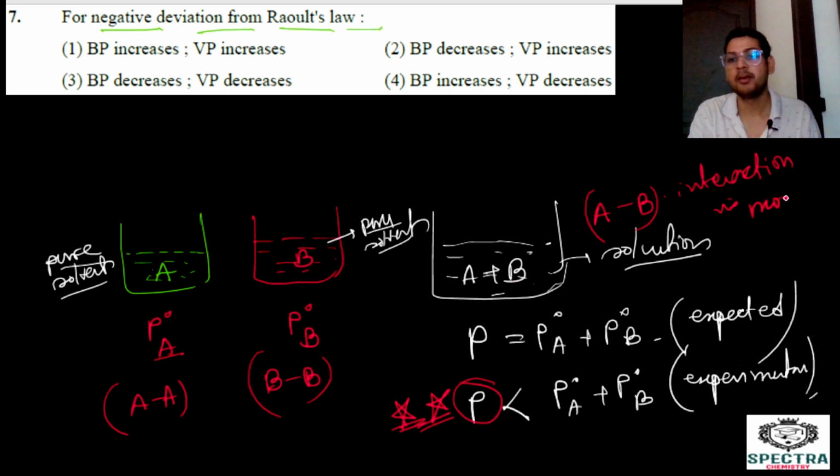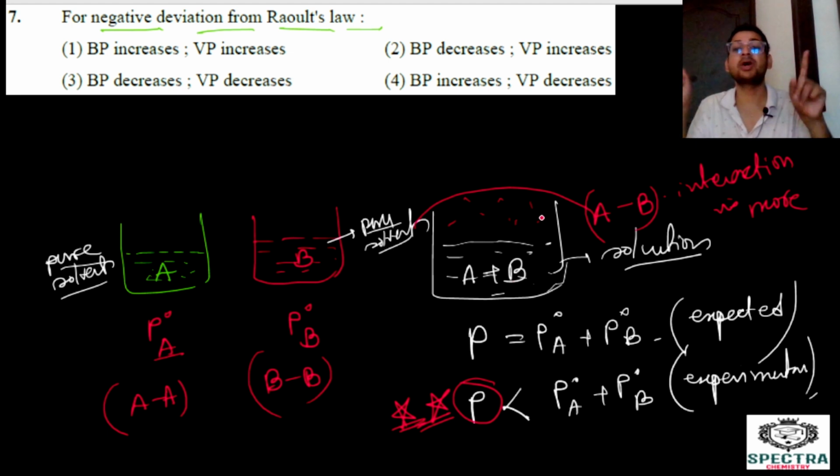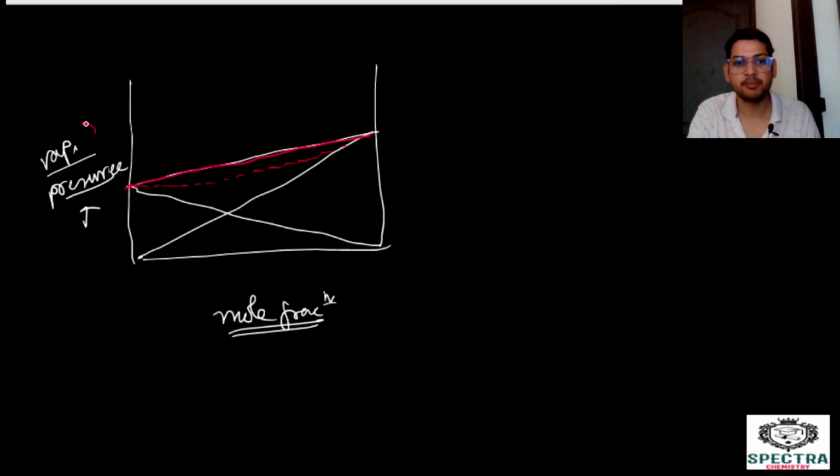The force of attraction between A and B is more. That's why they are not that much going to the vapor phase, because they are already attracted by each other. As they are not going to the vapor phase, that's why negative deviation. And negative deviation means that I can say that vapor pressure decreases. Obviously from the graph I can say that vapor pressure is decreasing.